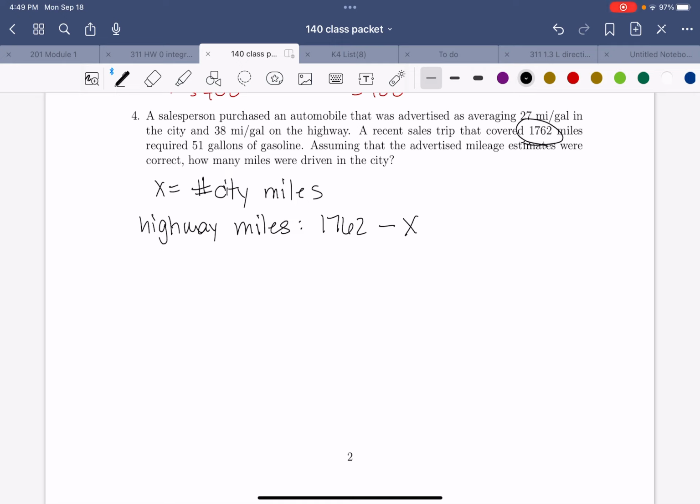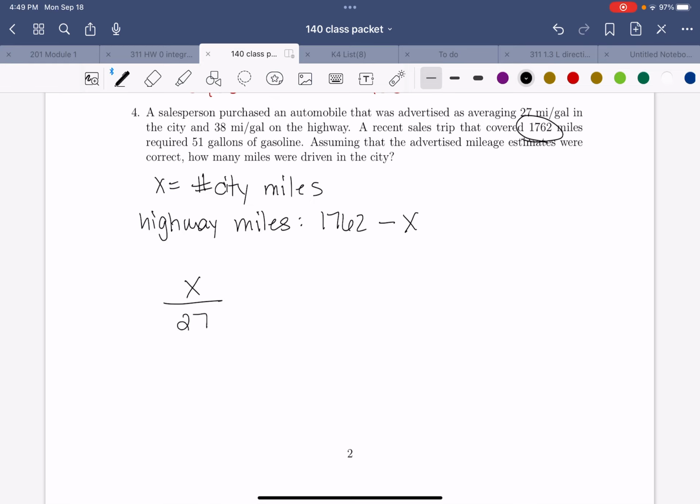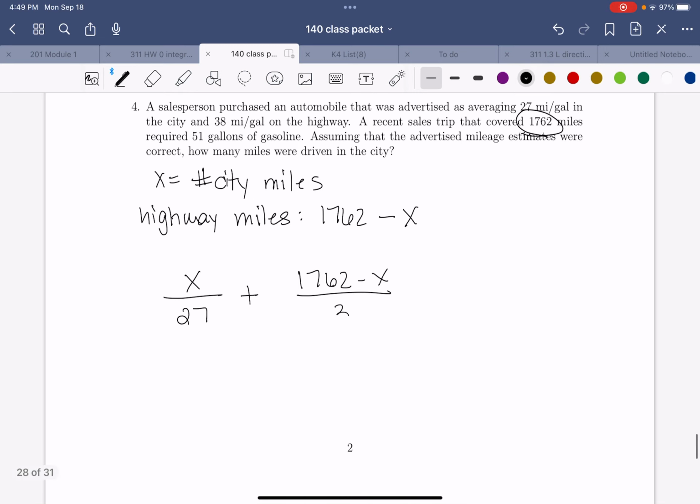So I'm going to take the number of miles for the city, which is X, and I'm going to divide by that gas mileage, so 27 miles per gallon, plus the expression for highway miles, which is 1,762 minus X. And I'm going to divide by its gas mileage, which was the 38. And all total, that's going to give me 51 gallons of gasoline.